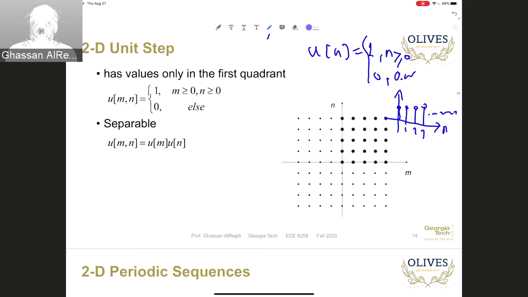So this is just a two-dimensional extension of that definition, where U of M and N is equal to 1 when M is larger than or equal to 0 and N is larger than or equal to 0. So you can get this quadrant in here, and this goes to infinity in all directions in this case. Okay. So this is a two-dimensional unit step function.